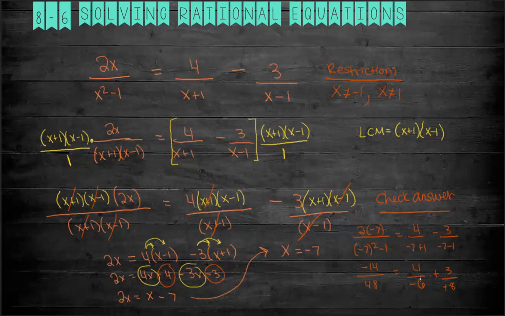When we reduce this down, I'm not going to go through the work because I assume that you guys hate fractions anyway and would plug this in your calculator, but these do, when you add them together, check out. So we get a correct solution of x equals negative 7.